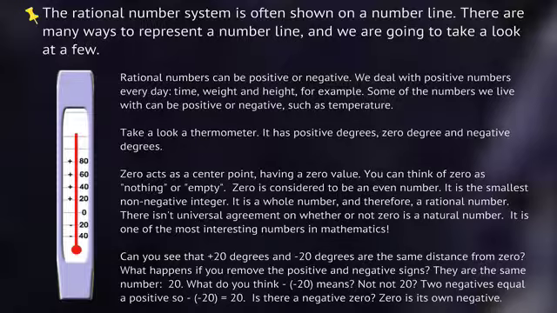Can you see that positive 20 degrees and negative 20 degrees are the same distance from 0? What happens if you remove the positive and negative signs? They are the same number, 20. What do you think negative 20 means? Not 20. The two negatives equal a positive, so negative 20 equals 20. Is there a negative 0? 0 is its own negative.